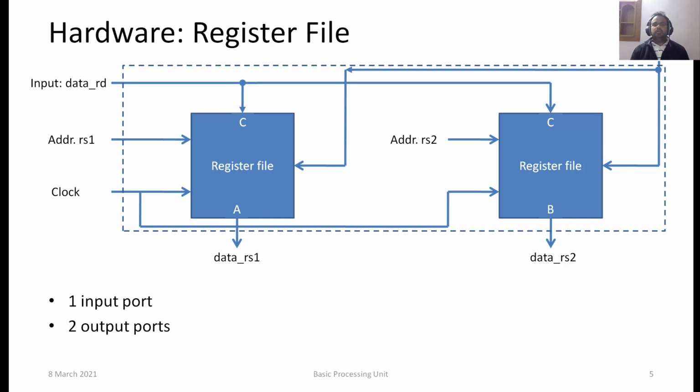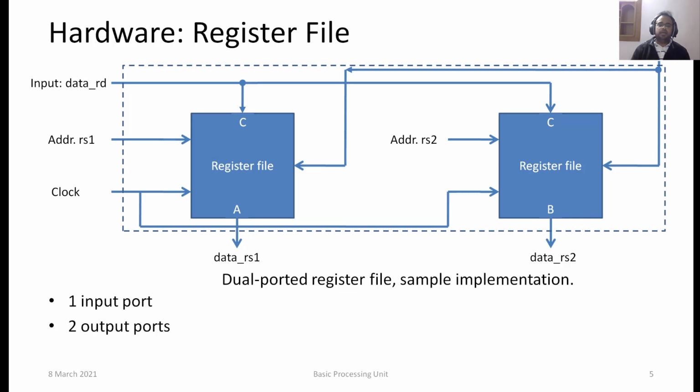But what I would like to pause here and mention is that the dotted box is our level of abstraction. We are not going to dive into the register file any further, but we would assume that it can handle 2 output ports and 1 input port. What I have given is a very basic implementation, and it will help you to visualize how it would work, right?